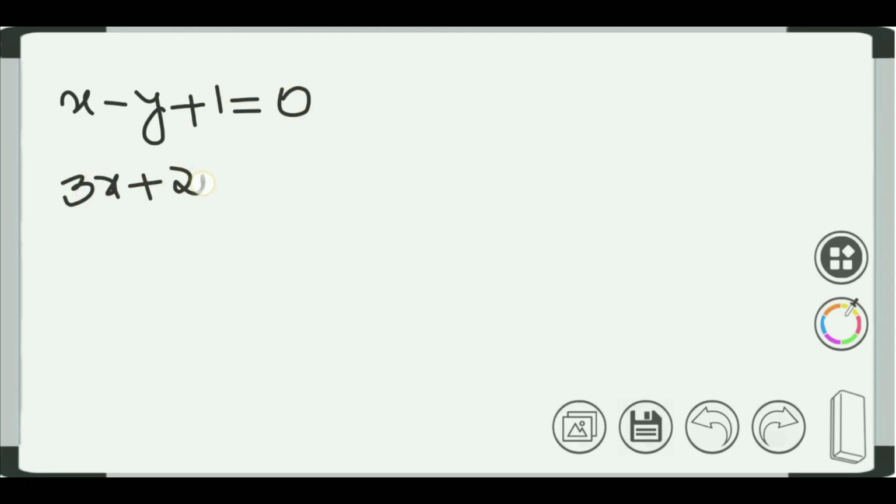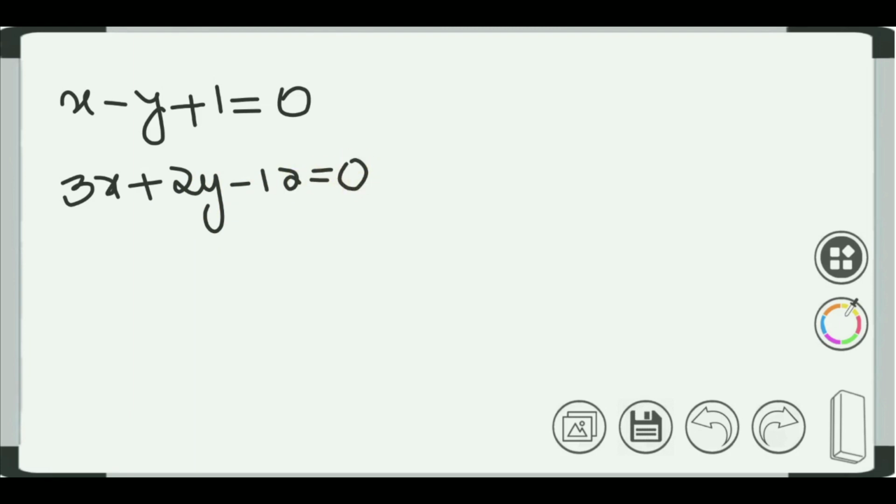Draw the graphs of the equations x minus y plus 1 is equal to 0 and 3x plus 2y minus 12 is equal to 0. Determine the coordinates of the vertices of the triangle formed by these lines and the x-axis and shade the triangular region. We'll do this one. So what is the question? x minus y plus 1 is equal to 0 and 3x plus 2y minus 12 equal to 0.